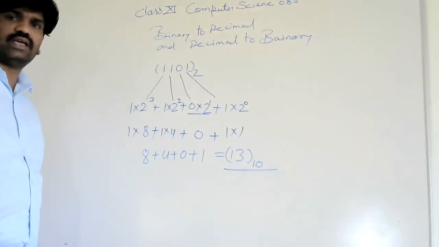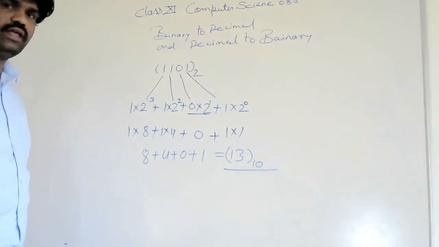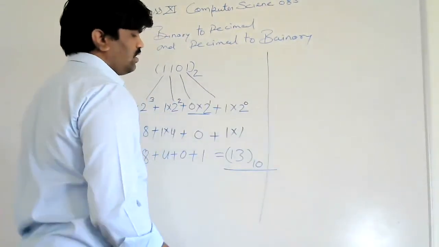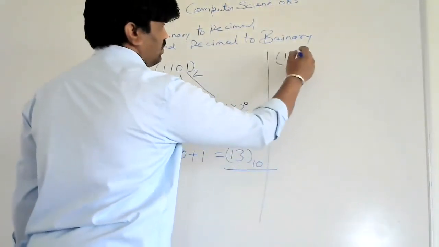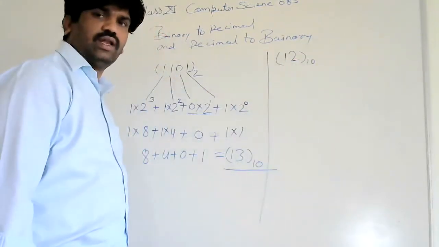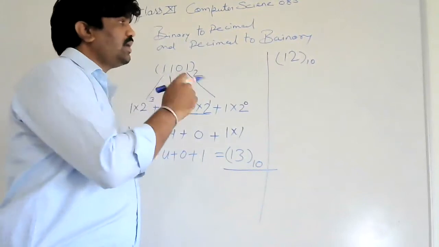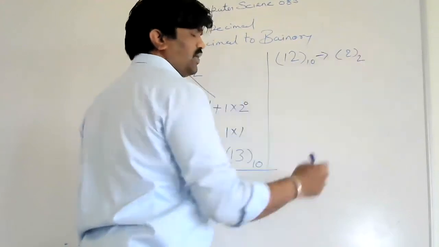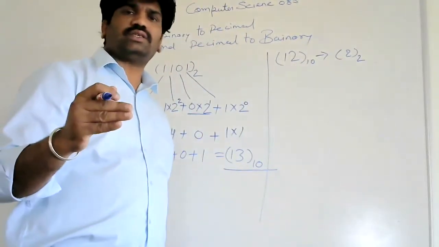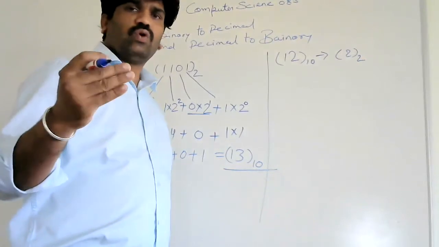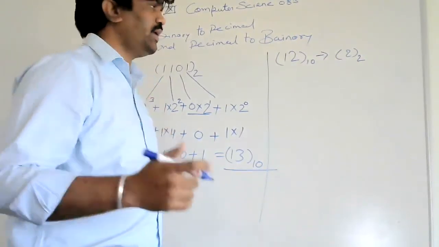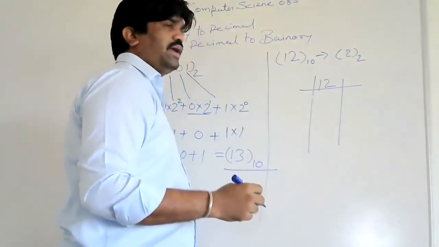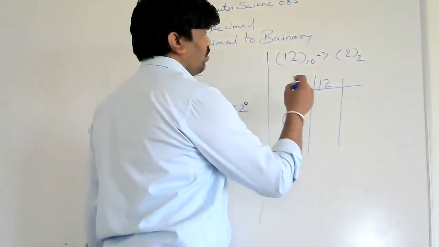Now we take an example of converting a decimal number to a binary number. We have a decimal number, that is 12. How can we convert this decimal 12 into binary? For that you have to divide this decimal number again and again by 2, and you have to collect all the remainders. This is the way by which we can get the binary number from decimal.